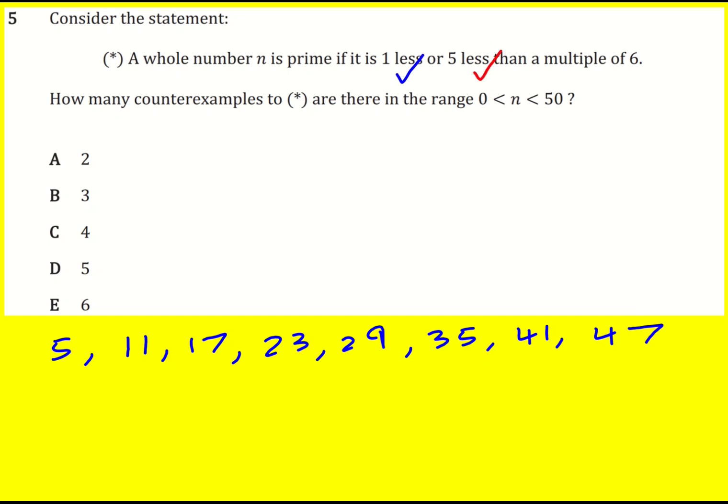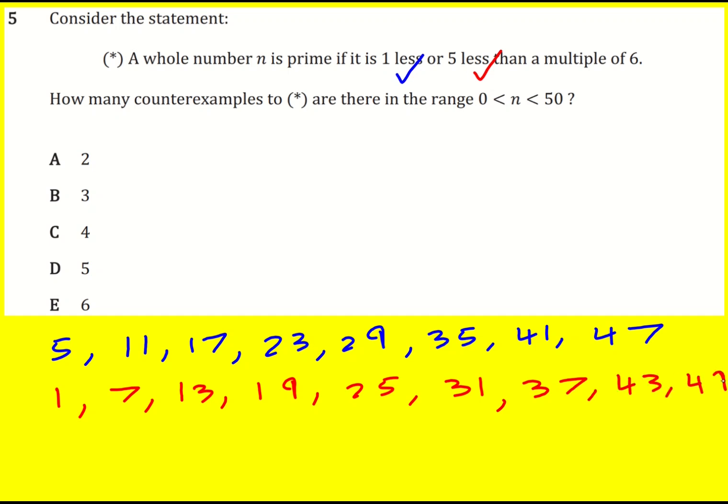Let's look at the ones that are 5 less. So I'd start with 1, and then again, just go up by 6s every time. So 7, 13, 19, 25, 31. Again, just check. If we go 5 more, we get to 36, which is a multiple of 6. Yes, I've not made a mistake. Then 37, 43, and 49.